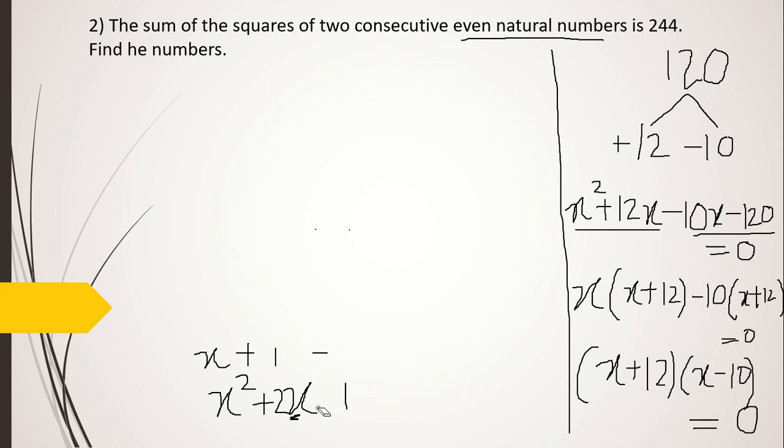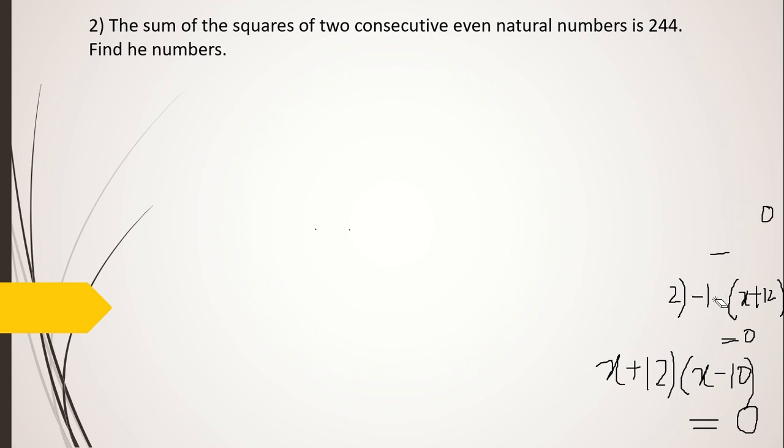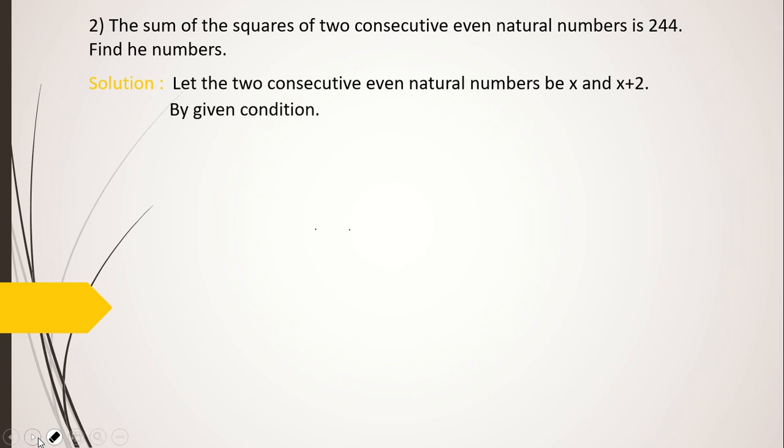But these are natural numbers. Natural numbers cannot be negative, right? So x is equal to minus 12 will not be possible because it is a natural number. Natural numbers are not negative. Therefore, we will choose the positive value only.